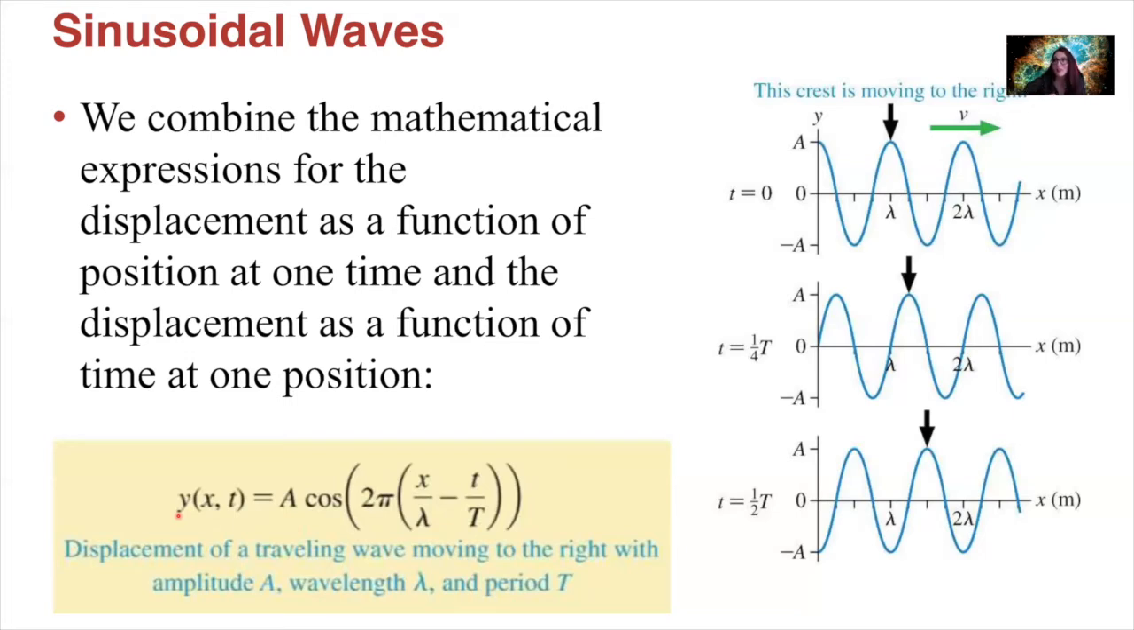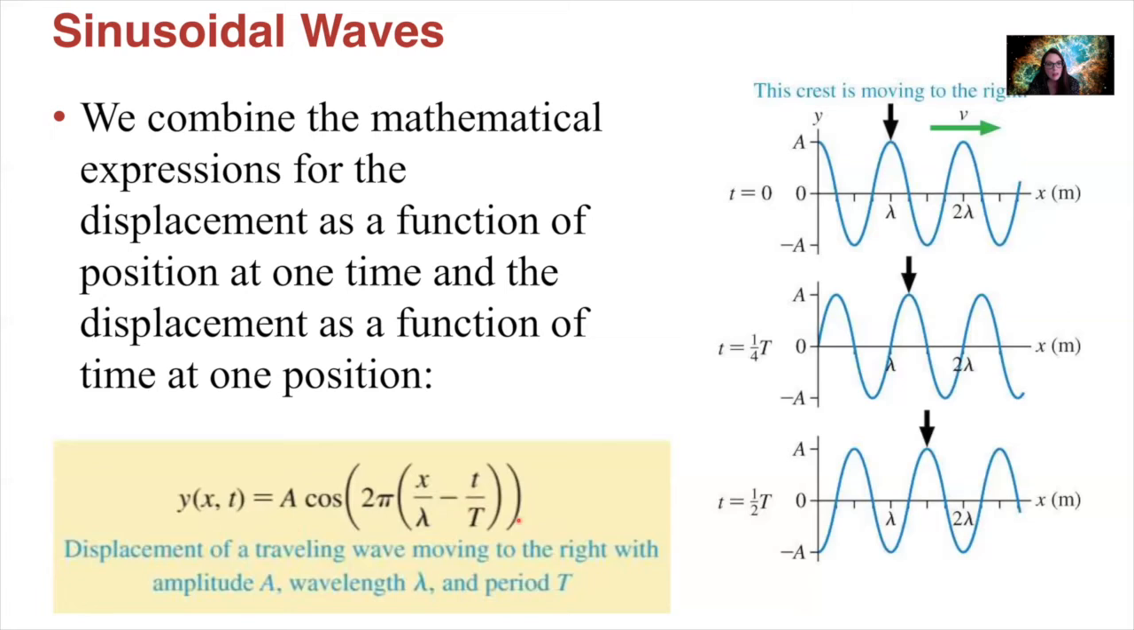So far, we have been treating position and time separately for those equations of the waves that we were seeing. So in this equation right here, y is our vertical displacement, and it's a function of the horizontal position x and the time t. This function will tell us the vertical displacement of a point on our wave, and that equals A, which is the amplitude of the wave, times cosine or sine of 2 pi times x over lambda minus t over T. Remember, lambda is the wavelength, and big T is the period.